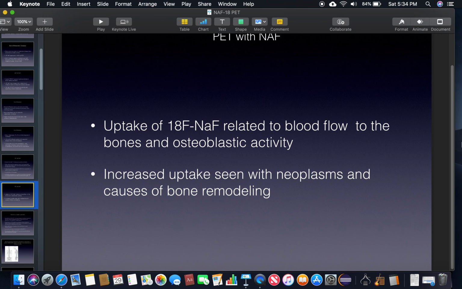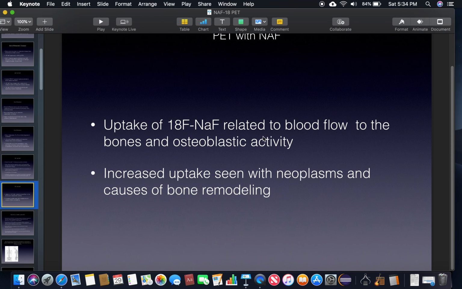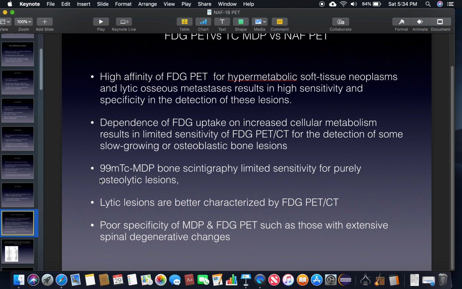So the uptake of sodium fluoride is related to the blood flow to the bones and osteoblastic activity. Obviously, increased uptake will be seen in patients who have neoplasms and there is bone remodeling. FDG PET has high affinity for soft tissue neoplasms, which are hypermetabolic, and lytic bony metastatic lesions, with a high degree of sensitivity and specificity. However, the FDG's dependence on increased cellular metabolism results in limited sensitivity if the tumor is slow growing or if it is an osteoblastic bony lesion.